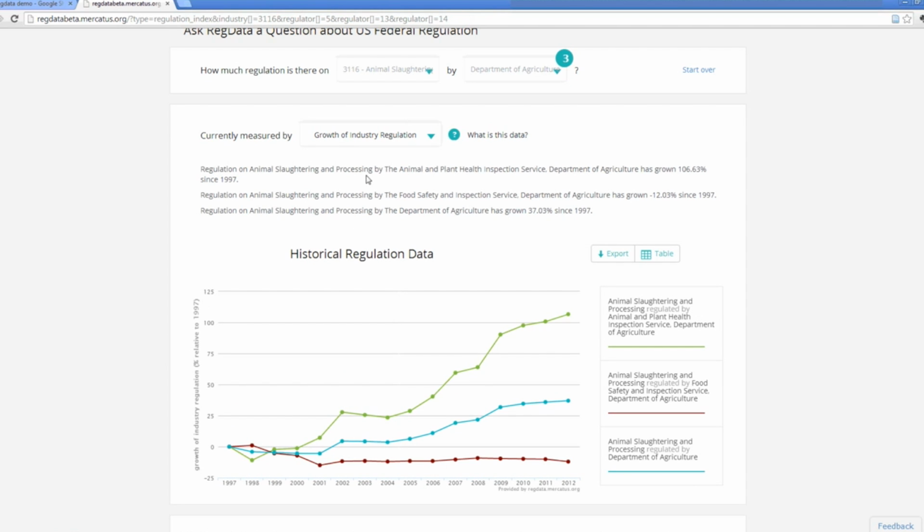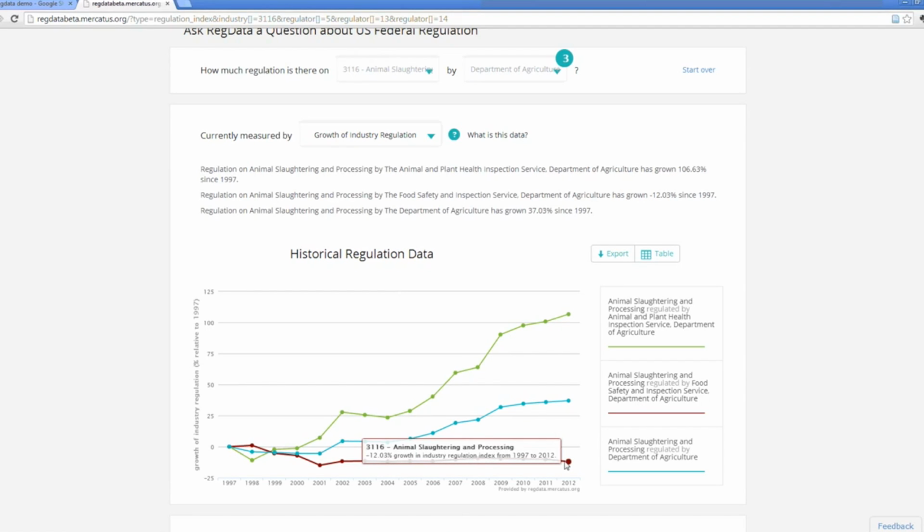This is the index. Now, this basically is combining restrictions and the search terms together, creating an index, and then saying how did that index grow over time relative to what it was in 1997. So if you select up here in the metric growth of industry regulation, it'll show you growth relative to 1997. This isn't year-to-year growth, by the way, so it's clearly labeled on the y-axis, but if you go and use this and you see a percentage, here it says 37.03% growth in animal and slaughtering processing. That means growth since 1997, not since 2011. So that's the index that you can also look at.